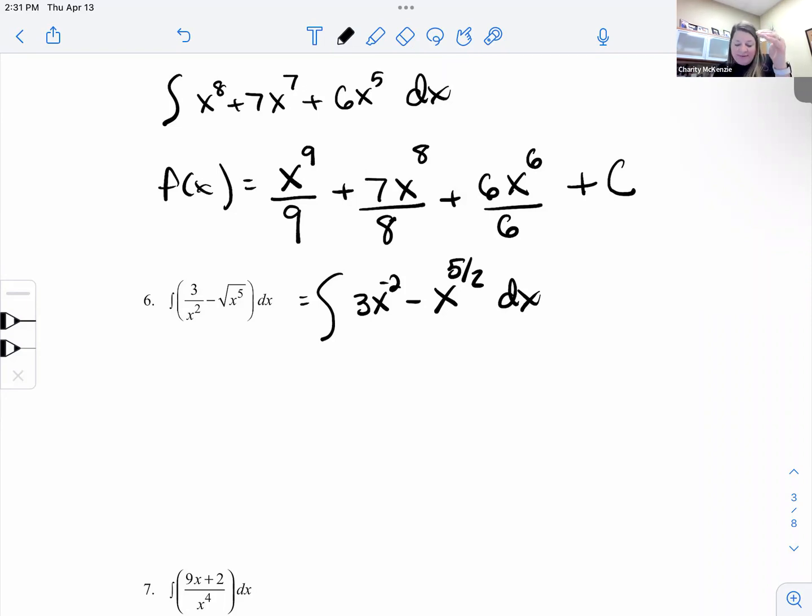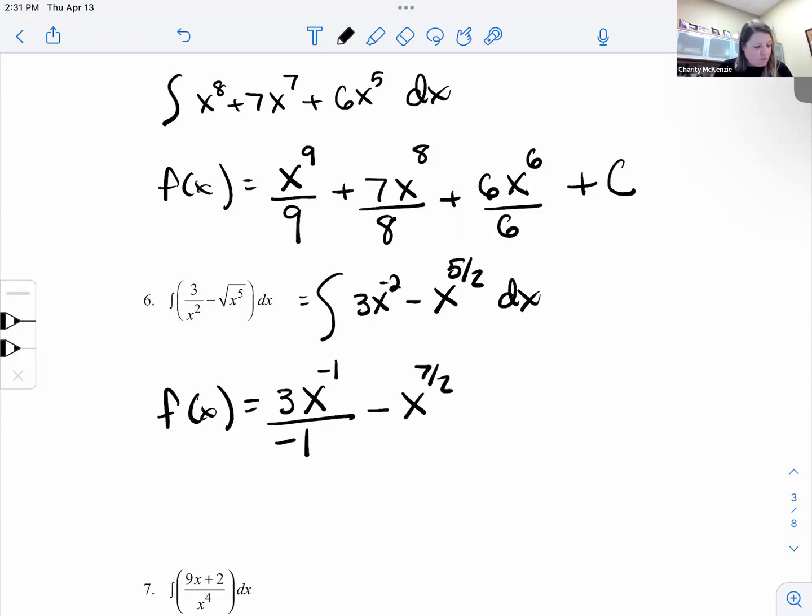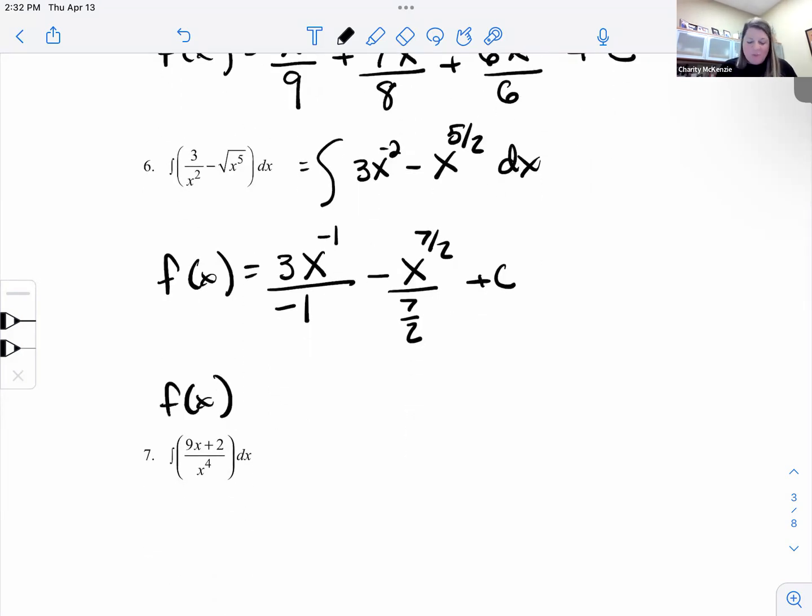Now add 1 to negative 2 and I get negative 1. Divide by that negative 1. So coming out, we're going to have the 3 stay, x stays. Now this is going to become a negative 1. Divide by that negative 1. Okay, 5 halves plus 1, right? Keep the minus. 5 halves plus 1 is going to become 7 halves, because 2 make a whole, add 1, or 2 more to 5. And then that is going to be divided by 7 halves, which we'll have to flip around a little, plus the c.